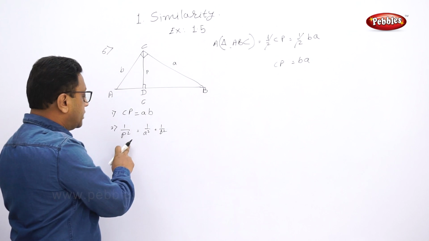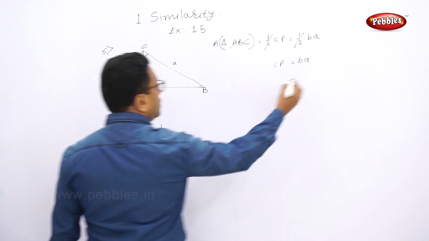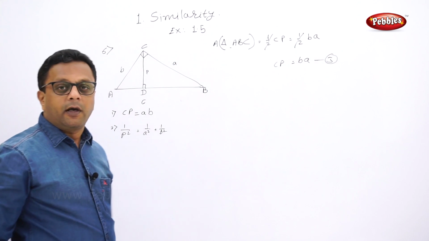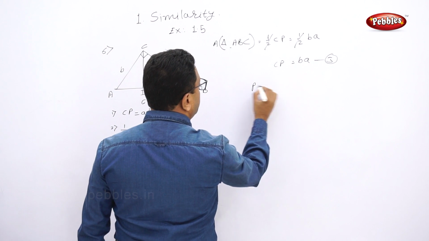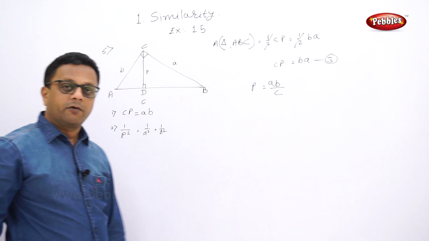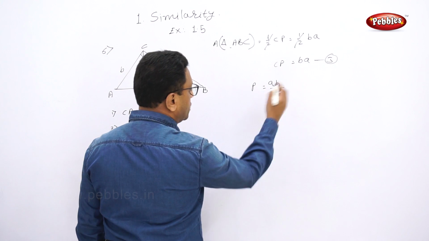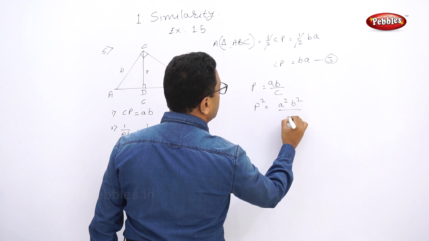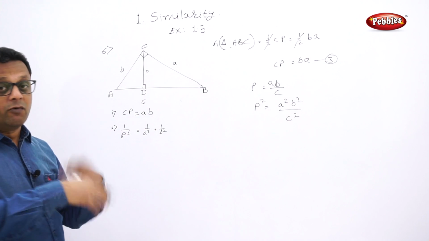We want P on the left hand side. Here also we can use the third equation. Suppose this is equation 1 and 2, if you equate, from this equation what will I get? P is equal to AB upon C, right? But what I want is the square. So, squaring both sides, I will have P square is equal to A square B square upon C square.